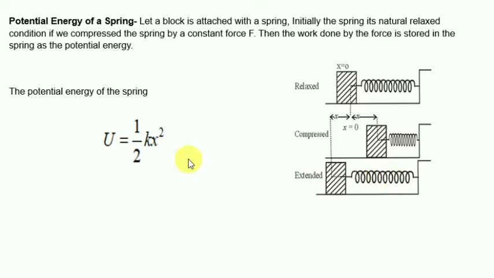So potential energy U equals half kx squared, where x is this distance, that is, how much distance it gets extended. So by this equation we can find the potential energy of the spring.